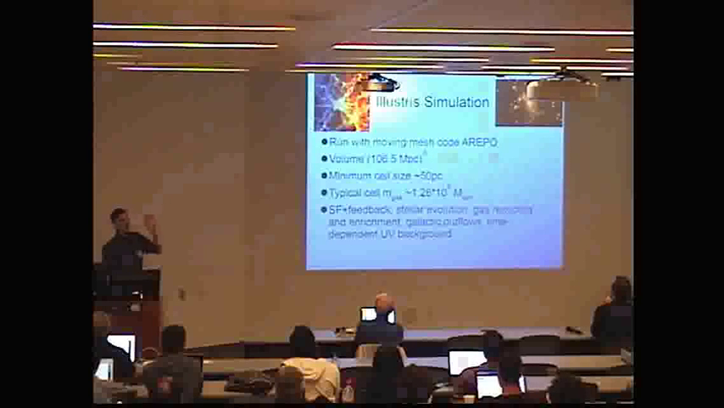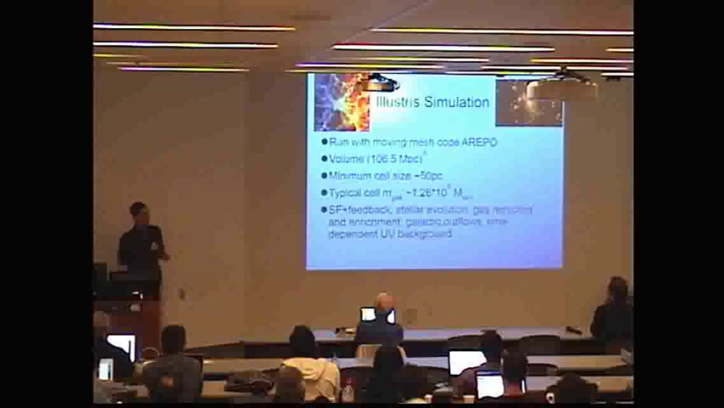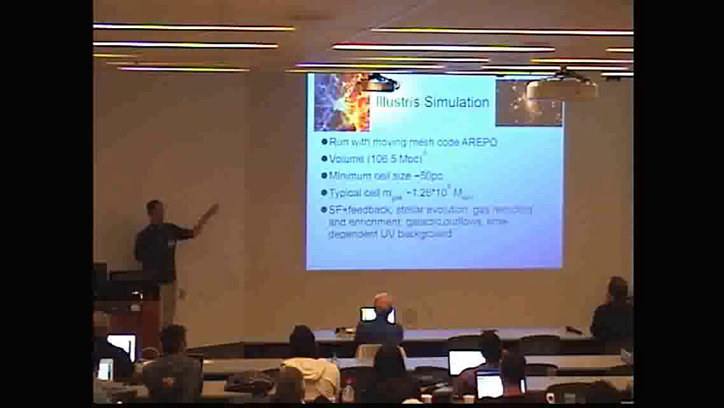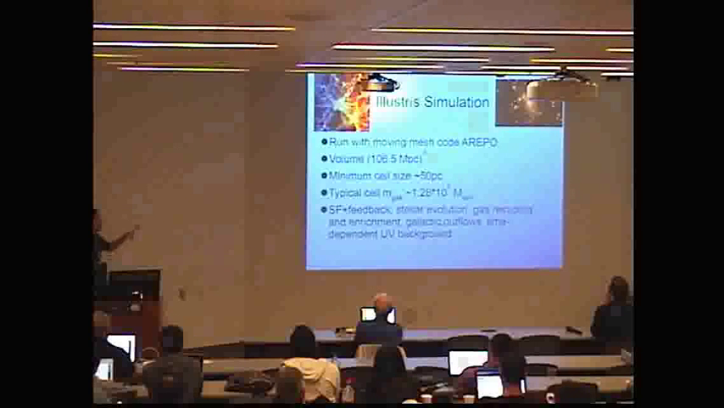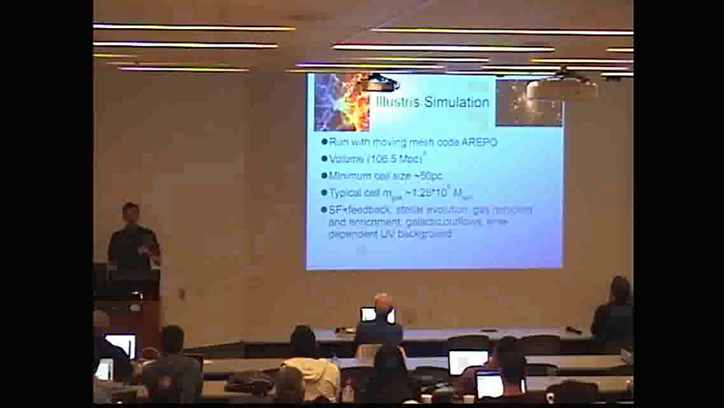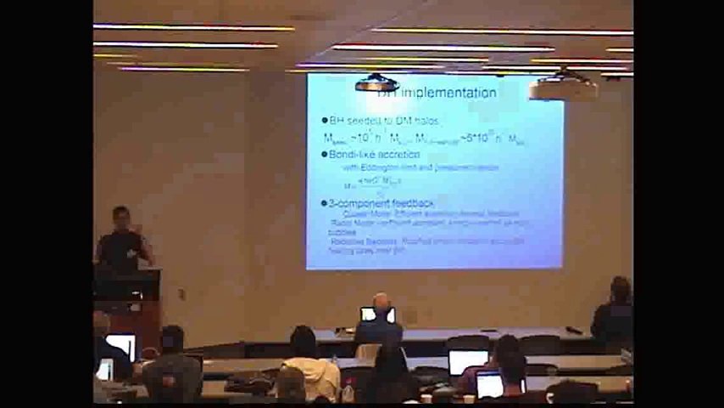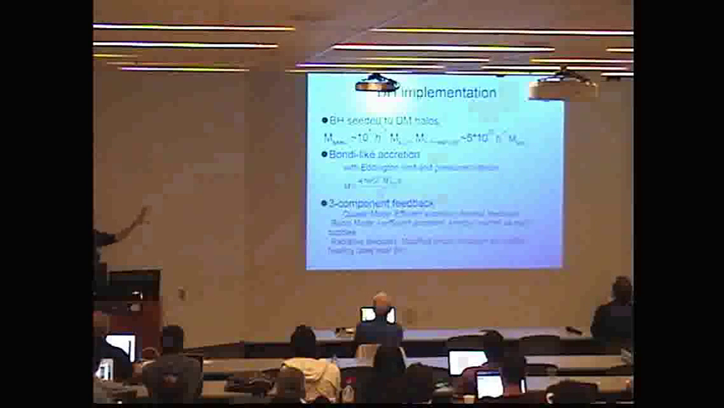a 100 megaparsec box using the moving mesh code, Arepo. It includes many of the typical physical models you would expect to find in cosmological simulations. And we have a minimum cell size of about 50 parsecs that gives us a gas mass of about 10 to the 6 solar masses. I don't want to go into too much detail for the simulation, but what's relevant for this talk is how the black holes are treated.